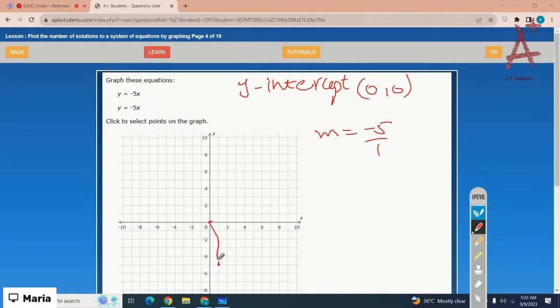So both the lines are exactly the same. So the system has infinitely many solutions, right? So the correct option is the system has infinitely many solutions.